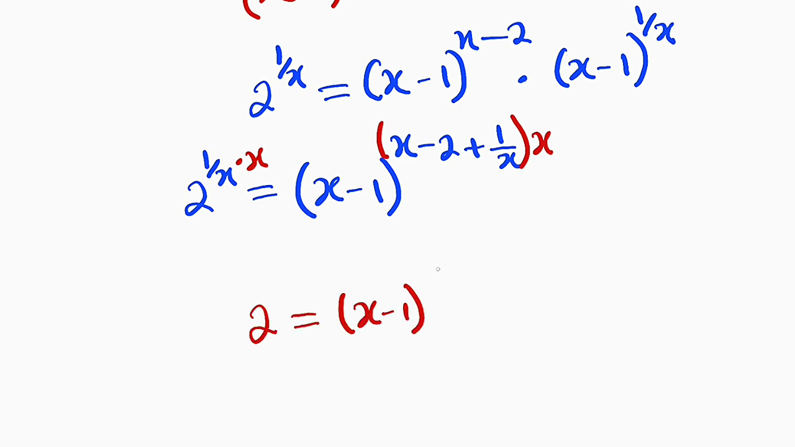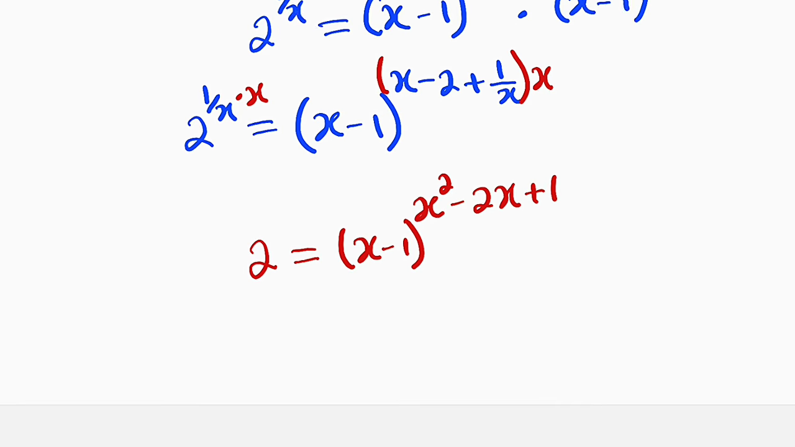x times x will give us x squared. x times negative 2 will give us negative 2x, and x times 1 over x will give us 1. Pay attention, this is a perfect square quadratic expression because the coefficient of x is negative 2. If you divide it by 2, you get negative 1, and negative 1 squared will give us this 1, and hence it is a perfect square.